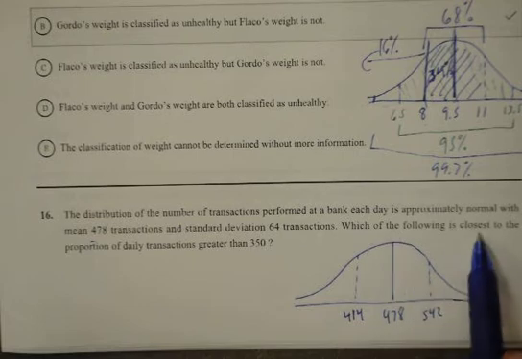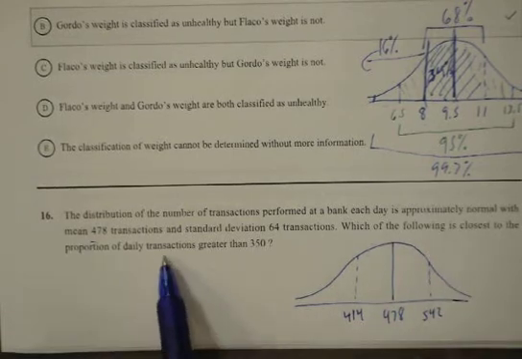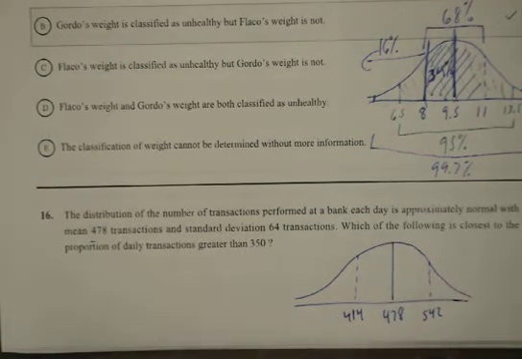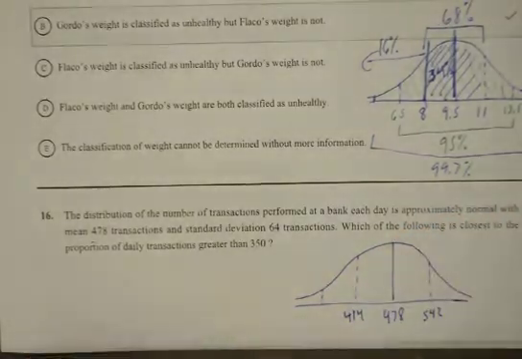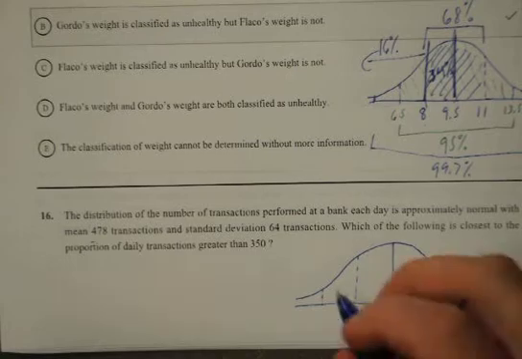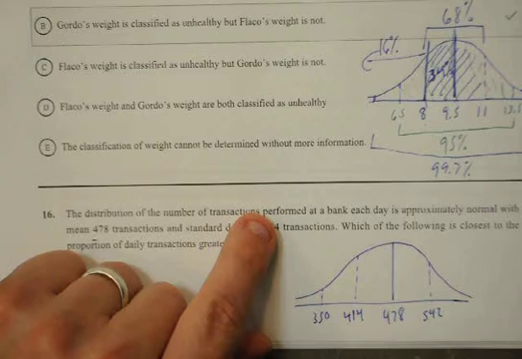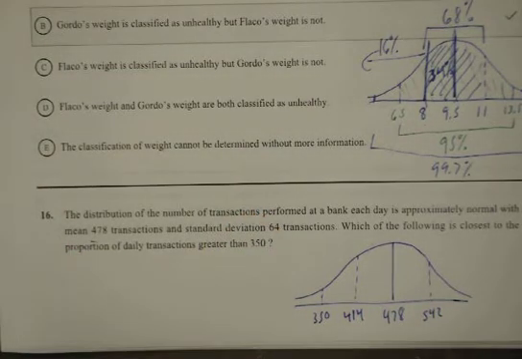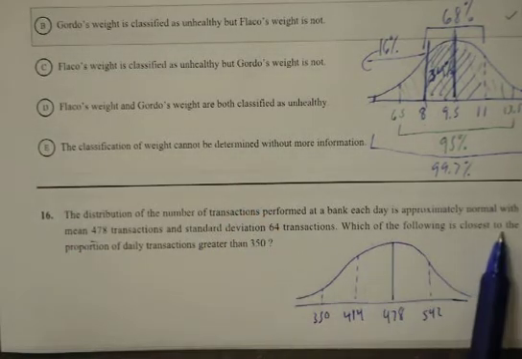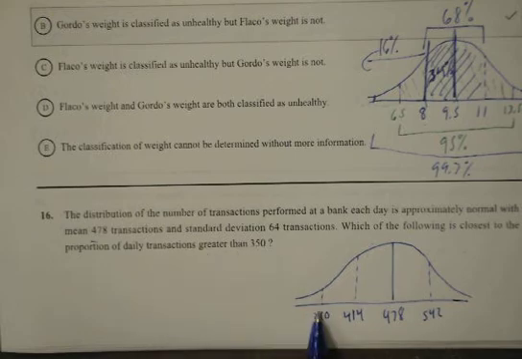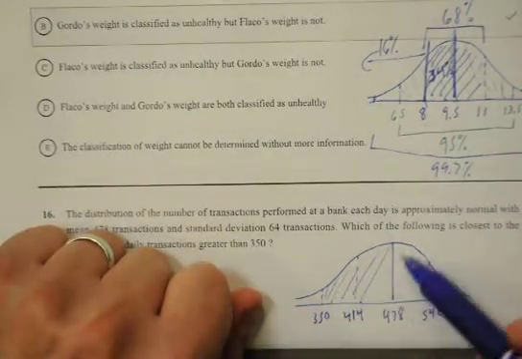Which of the following is closest to the proportion of daily transactions greater than 350? We've got to go back down, another standard deviation. So subtract another 64: 350. Okay, so here's what I'm going to do to figure out the proportion of daily transactions greater than 350. It's all of this.